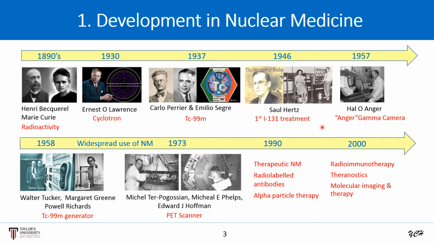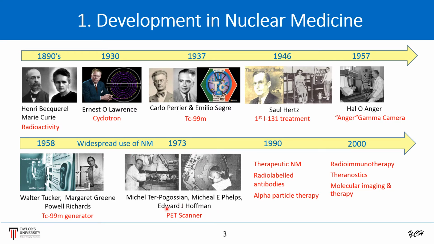1957 is the year when the first gamma camera was introduced. It's known as the Anger gamma camera, developed by Hal Anger. And in 1958, the three scientists developed the technetium-99m generator. And since then, there was a widespread use of nuclear medicine for human diagnosis.